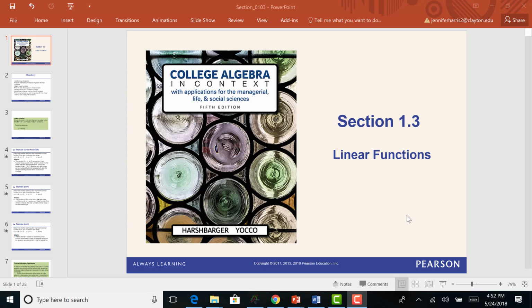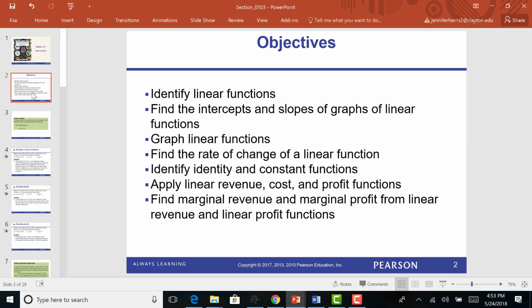Send me an email. All right, so this is 1.3, where we now get specifically to linear functions, because you've learned how to put things in a graphing tool and what's a function and what's not. Now let's get to a specific type. In this entire class, we will talk about different types. This is the first one we will discuss. Here's what we're going to talk about in the first slide. We're going to identify which ones are linear.